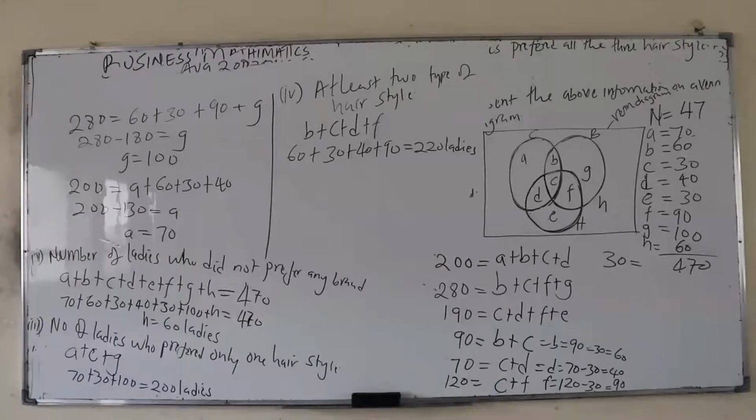So we have B plus C plus D plus G, no, not G, plus F. Those are the ones that appear in more than one set. So B is 60 plus C is 30 plus D is 40 plus F is 90. If you add, 120 ladies. That's how you are supposed to do it. You get your 10 marks.